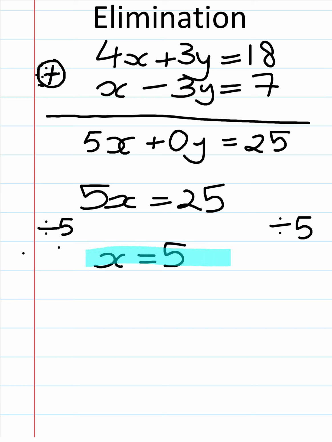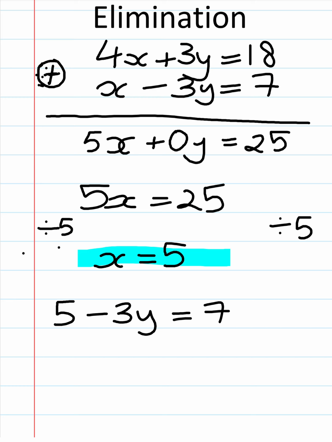Now that we've got an answer for x, let's substitute it into one of the equations we're working with, either the first or the second. In this case, because x only has a coefficient of 1 in the second equation, I'm going to use that and substitute our value into that. This means we've got 5 minus 3y is equal to 7.